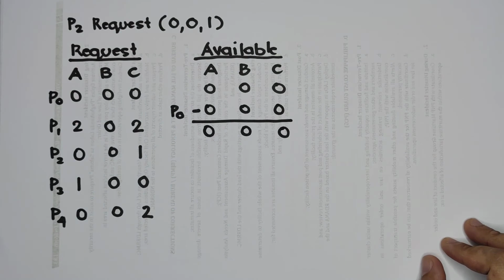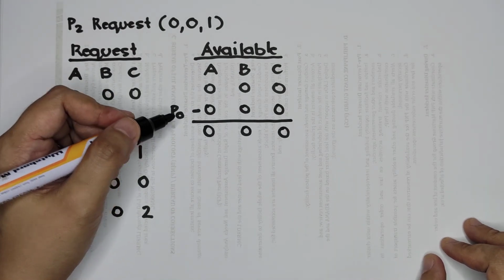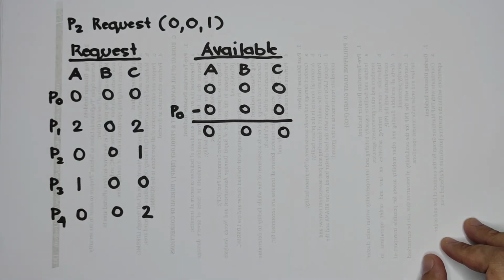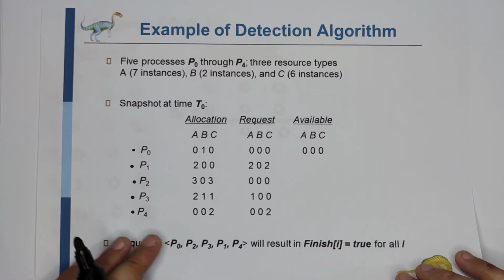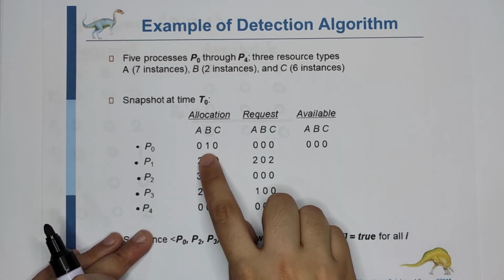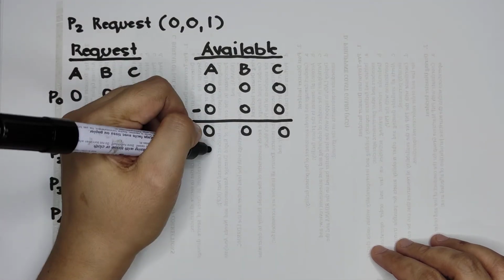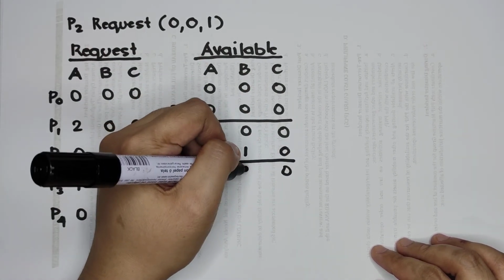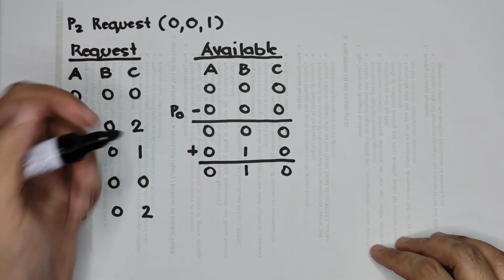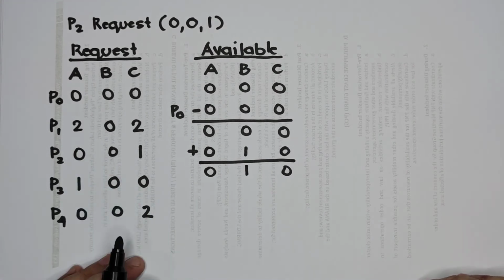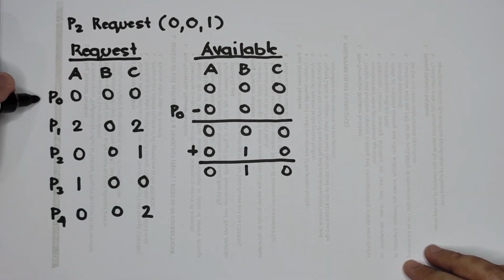Okay, so next, after we execute P sub 0, it should return all its allocated resource values. So add allocation plus request for P sub 0. So we have 0, 1, 0 plus 0, 0, 0, which is 0, 1, 0. Okay, so our available now is 0, 1, 0, and we're already finished with P sub 0.